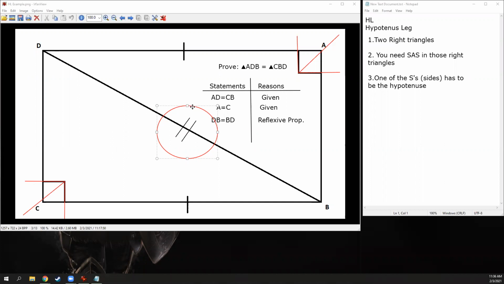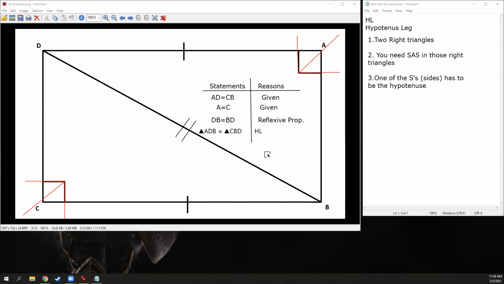And, I mean, I'm going to delete that guy. I'll keep the arrows up. But one of the S's that we know, this guy right here, is the hypotenuse, isn't it? Which means that these two triangles are equal through HL. So I could take this guy, put him down there, and my reasoning would be HL. These two are equal because of hypotenuse leg.